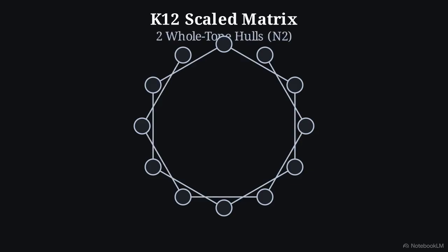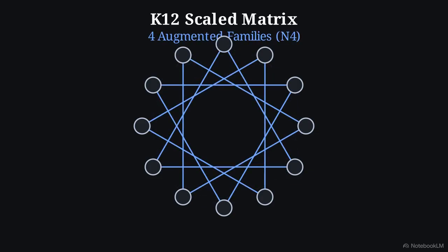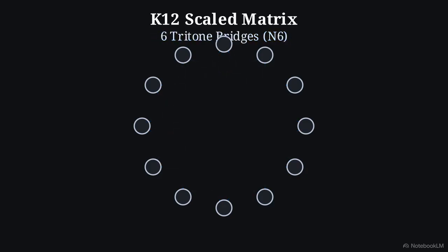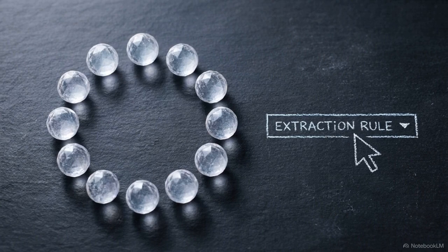The entire matrix scales perfectly. 12 coordinates yield 2 whole tone hulls, which contain 4 augmented families, linked by 6 tritone bridges. No coordinates are added or removed during this process. The musical object you see depends entirely on the extraction rule you apply to the hull.